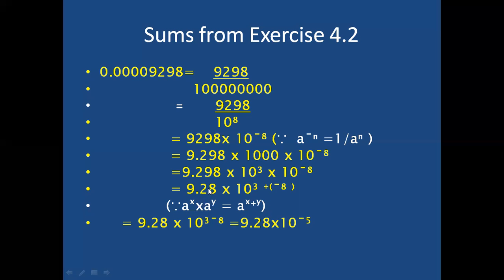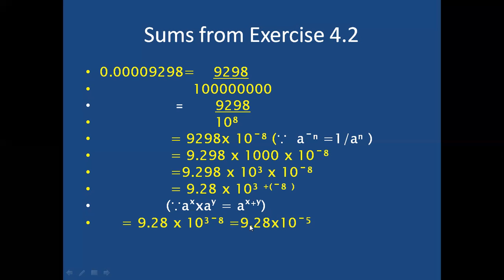Children, here 9 is missing. Please correct it. Once again I am telling you, children, here 9 is missing. Don't copy the same thing in your assignment. So here 9 is missing. So this is 9.298 into 10 to the power of 3 minus 8.